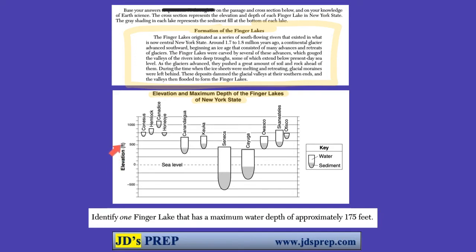Looking at our scale right here, we can see that the distance right here is about 100 feet. So we're looking for something that has a distance of about that. Okay, when looking at our options, we have these two lakes that could be our possible options for having a maximum water depth of approximately 175 feet.